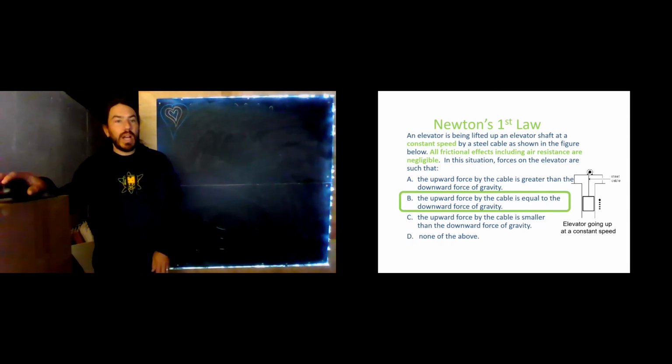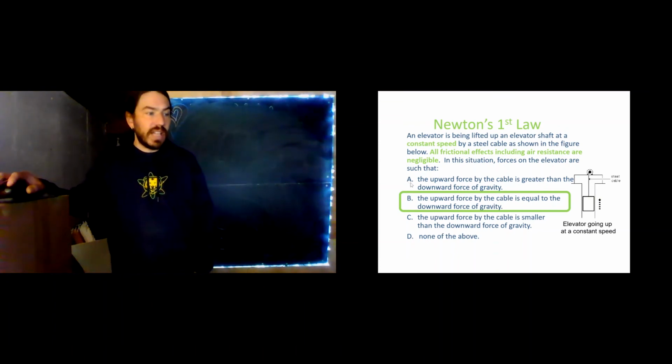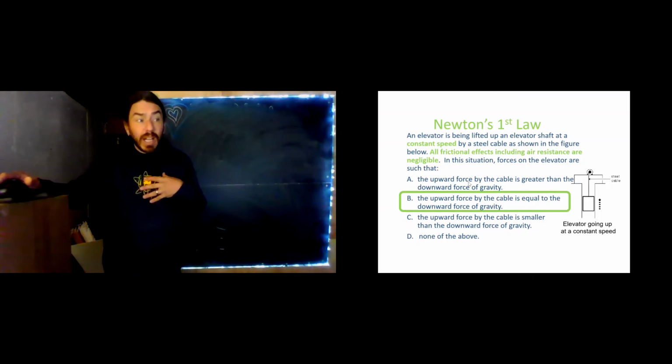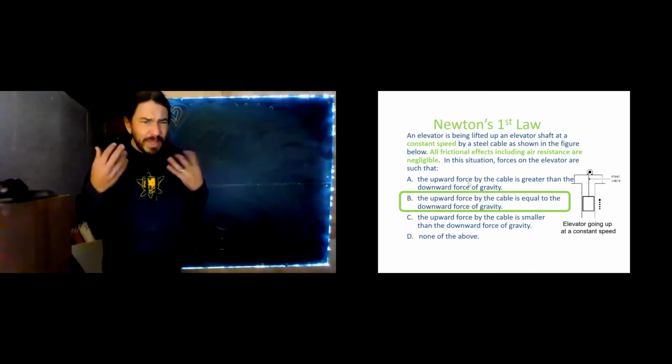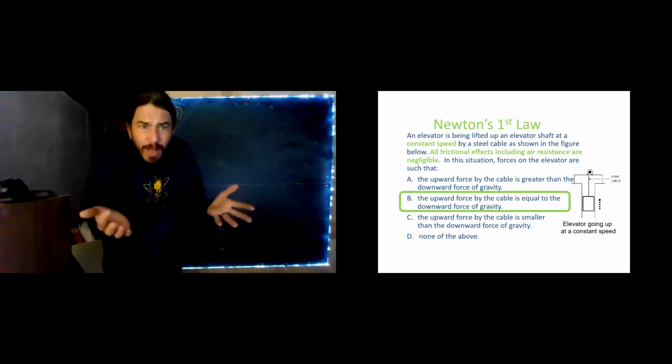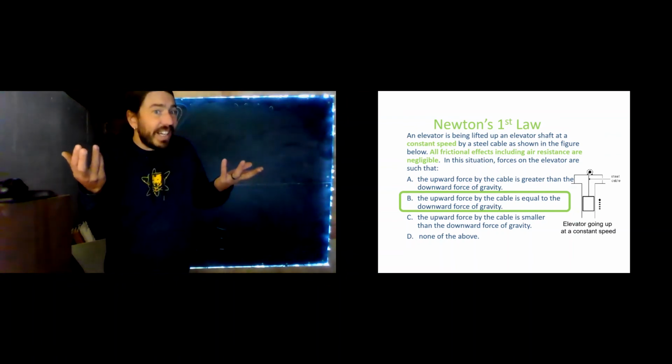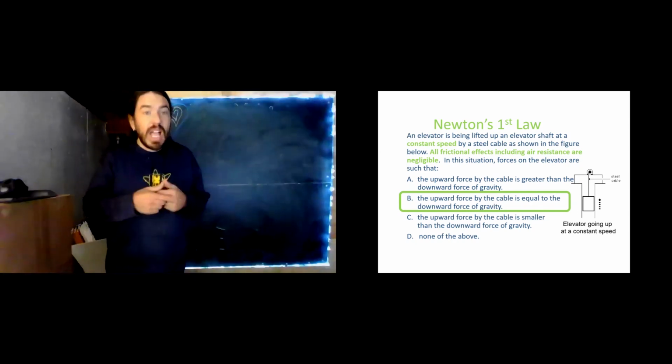Now, typically, when I give this question in class, I find that the vast majority of my class, maybe 75 to 80 to 90%, will choose A. And they'll choose A, I think, because the elevator is moving up. There must be some force pulling it up if it's moving up. That's an Aristotelian mindset, right?